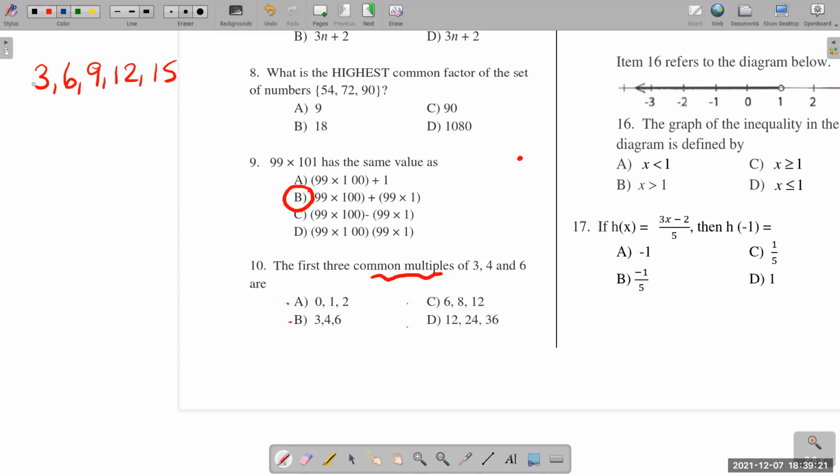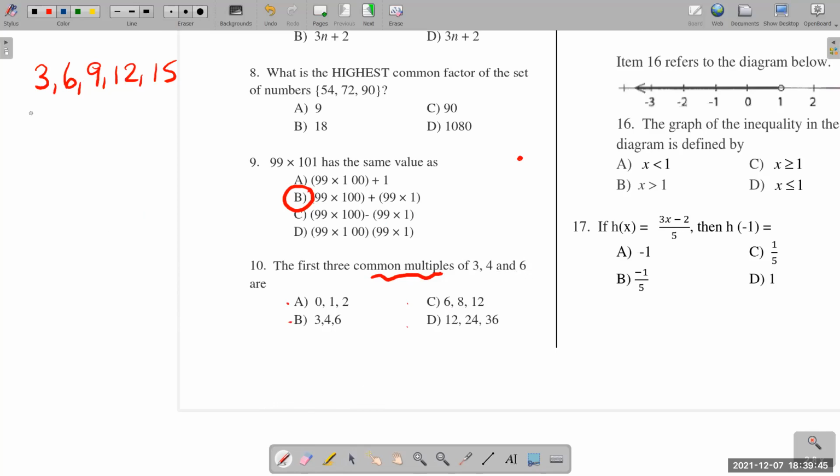So do not get confused by multiples and factors. Factors would have been 1, 3, those kinds of things. But we're looking at the multiples, and multiples should remind you that you have to multiply to get the answer. So before we could find the first 3, we must find the first one. How do we find the common multiples of 3, 4, and 6?